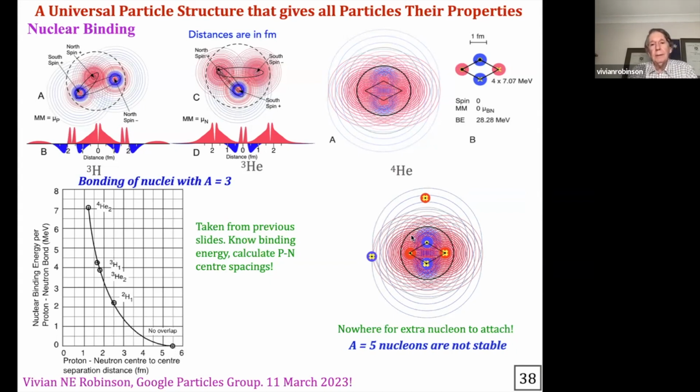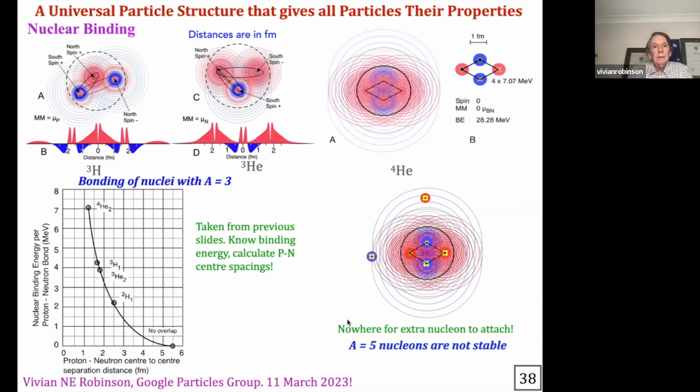The other reason: why can't we have a helium with A equals 5? Well, the proton can immerse itself in one of the neutrons' N/27, but they don't last very long, so it won't stay there. And the same thing, a neutron can put its N/27 over one of the protons, but they don't last very long. So A equals 5 nucleons are not stable.